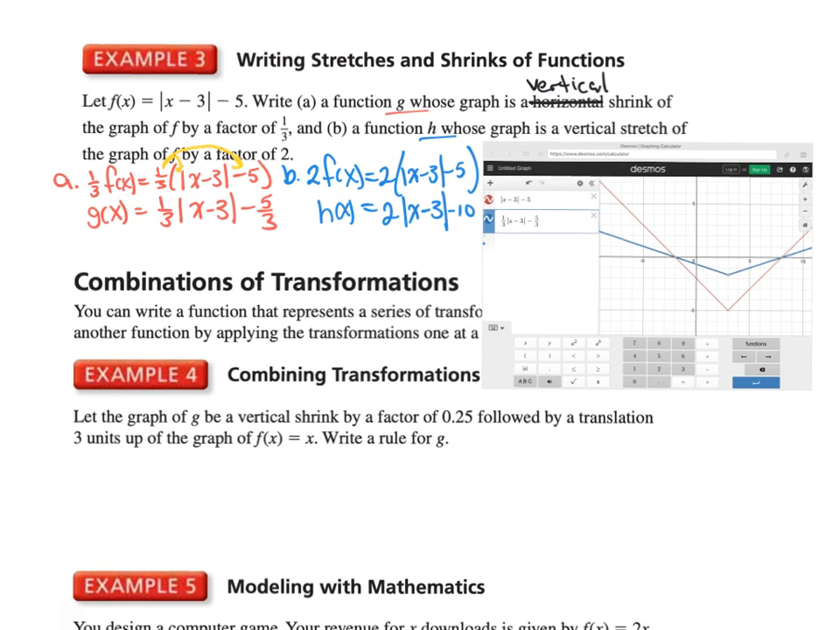So let's graph h of x. H of x is 2 times the absolute value of x minus 3, minus 10.